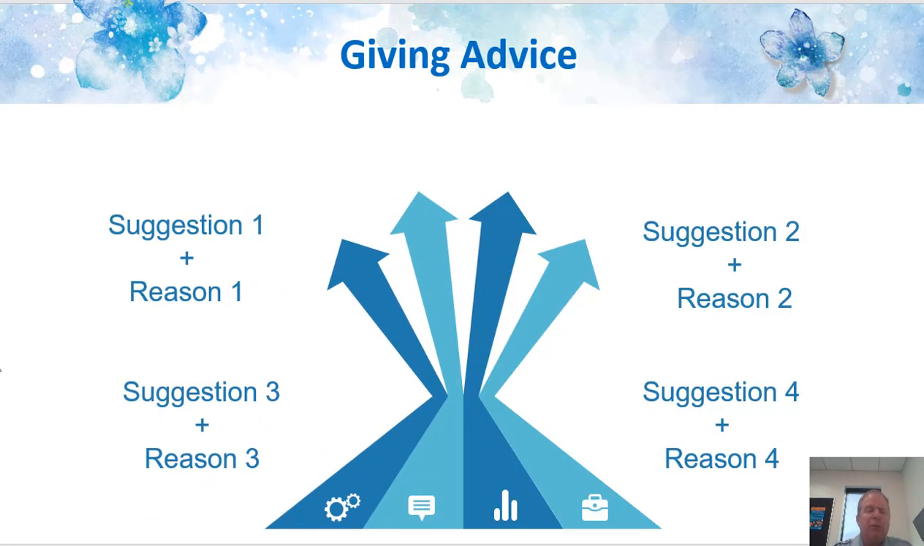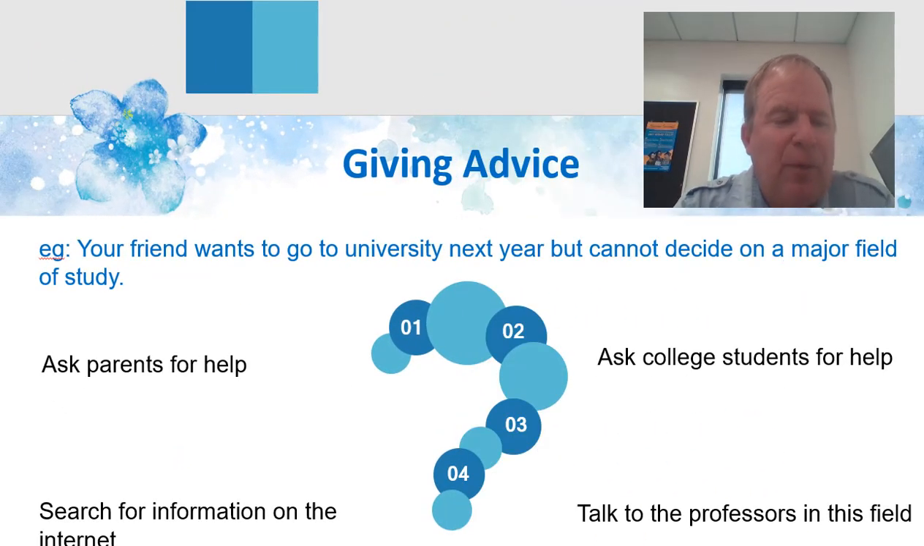The second type of free choice independent question is asking you to give advice. You can give several suggestions with reasons, or 1 suggestion with 2 reasons. If the question only asks you to give 1 suggestion, then only give 1 suggestion. For example, if there's a question saying that your friend wants to go to the university next year, but cannot decide on a major or a field of study, and asks for your advice, since the question did not limit how many suggestions, you can give more than 1 suggestion.